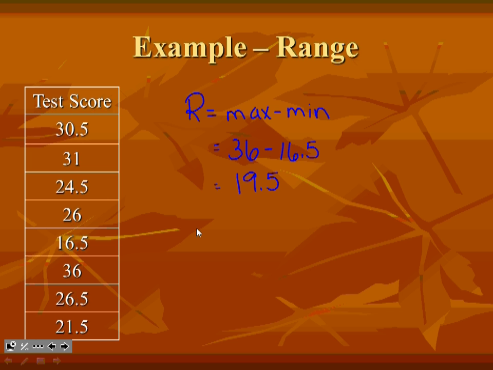Now, clearly the range can be helpful. It gives you an idea of how wide this set of data is, 19.5 points wide in this particular case. Knowing the maximum and minimum can give you an idea of how spread out the information is. But does the range actually take into consideration all the numbers in the set of data?